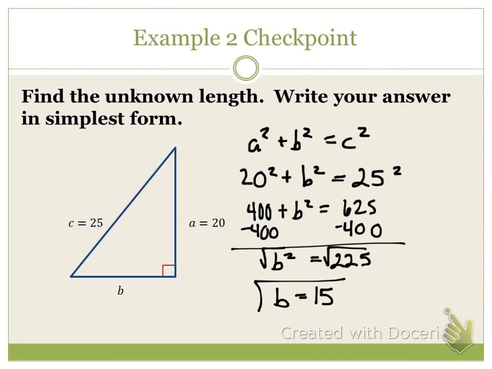Now what do I do? Take the square root of both sides. b is 15. Who got 15? Did I get 15? All right, very good.